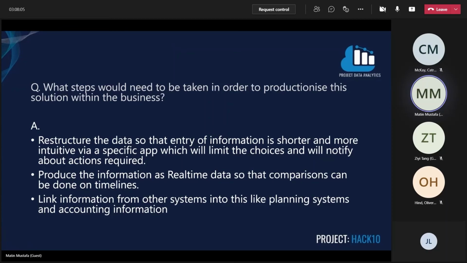We'll need to start to produce the information as real-time data so that comparisons can be made during the timeline as well as the production timeline itself. And finally, link information from other systems into this, like planning systems and accounting information, would be necessary in order to productionize this solution within the business.